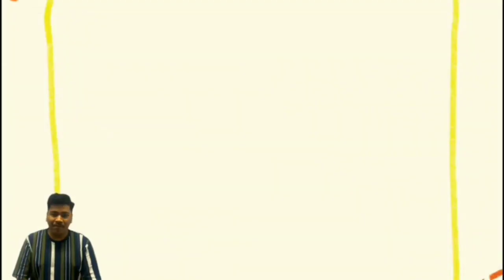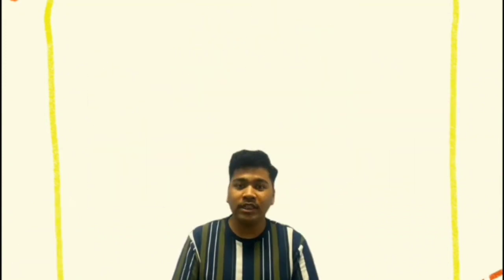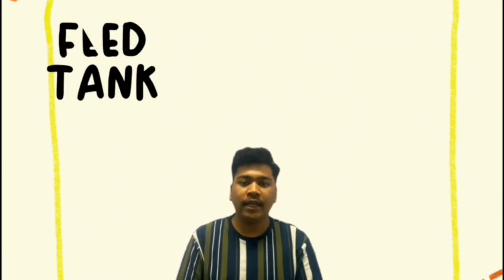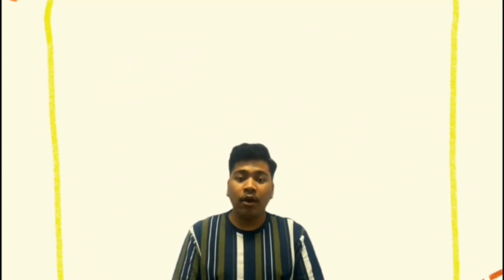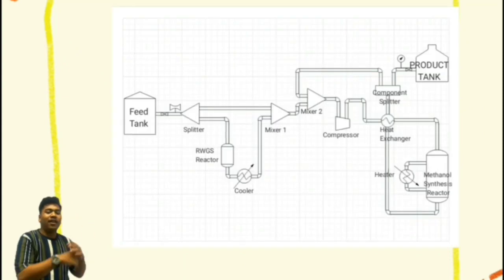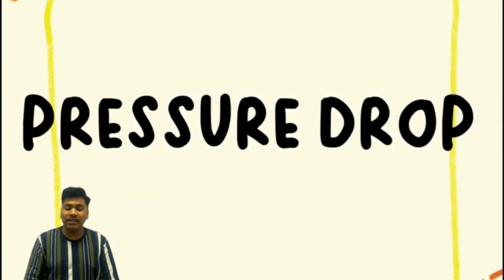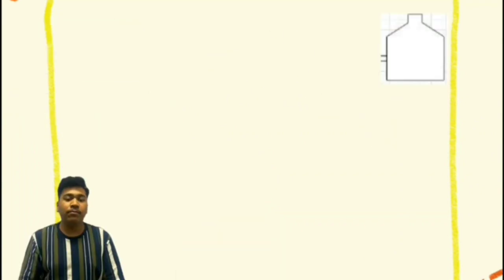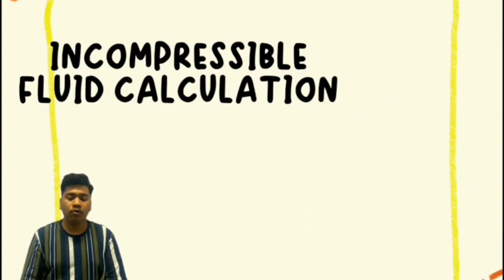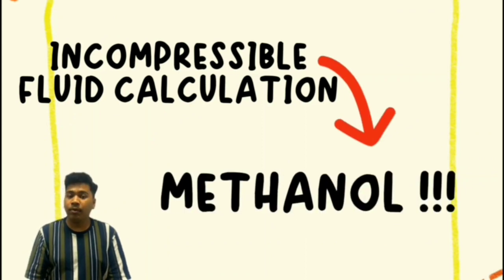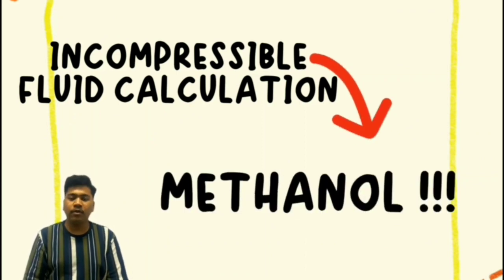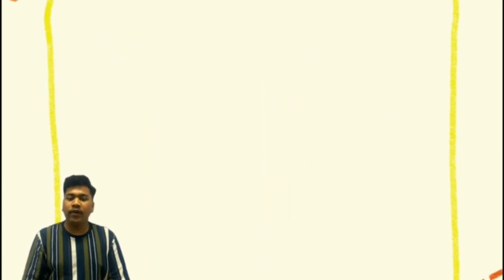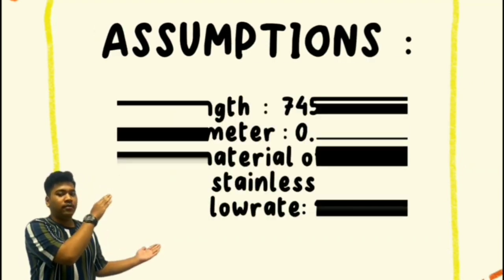For the fluid mechanics part, we provide a layout of piping lines referring to our process flow diagram to show the flow of our fluid from the feed tank to our storage tank. The layout can be seen here. To calculate the pressure drop at our last equipment, the component splitter to our storage tank, we need to use the principle of incompressible fluid calculation. Methanol that has been produced is an incompressible fluid. We assume some of the values that can be shown here.